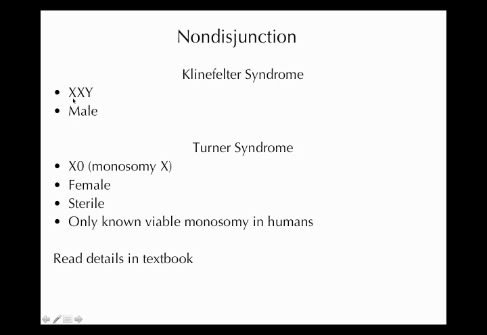Also, if you were to get 2 X's in one of the cells, or an X and a Y in one of the sperm. So by accident, the egg gets 2 X's, or the sperm gets an X and a Y. Then you get Klinefelter syndrome.